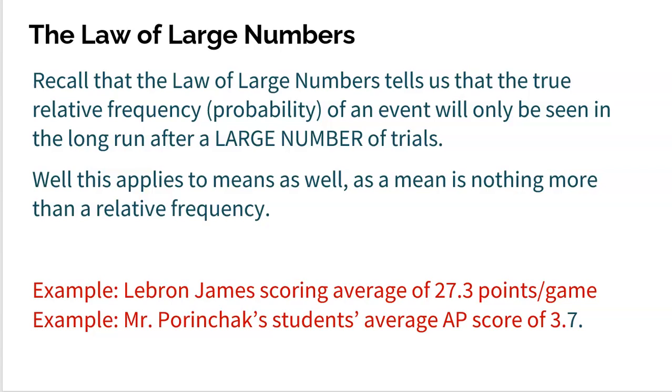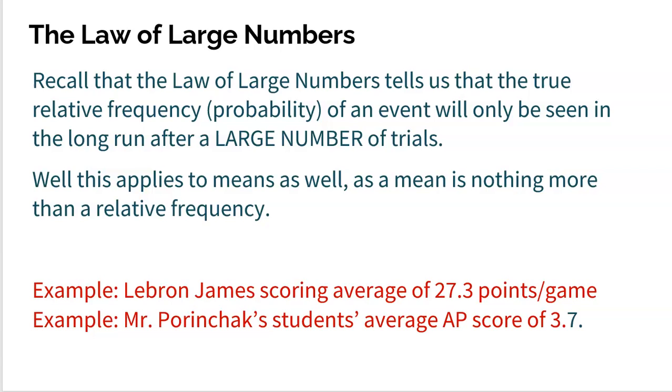Now, if you remember, we actually use the law of large numbers to understand probability. We said that the true relative frequency, the true probability of an event, will only be seen in the long run, after a large number of trials. So if we know there's a 50% chance of tossing a coin and getting a head, what that really means is if we toss 100 coins, we're not necessarily going to get 50 heads and 50 tails. It means in the long run, after many tosses, only then will we see that 50%.